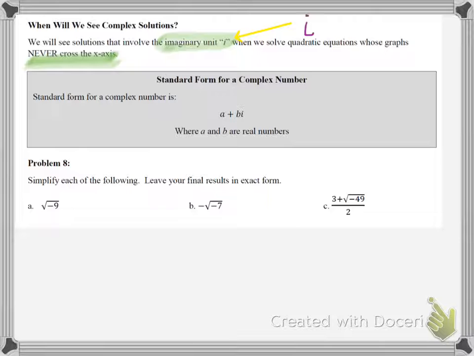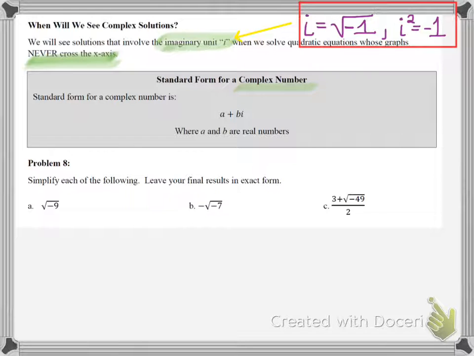But we need to make sure we understand the imaginary unit i first, before we understand a complex number or a complex solution. Remember, the imaginary unit i represents the square root of -1, because we don't have a value for that in the real number system. So we have to give it a name, and we call it the imaginary unit i, and it lives in the complex number system. We also know that i squared is equal to -1.